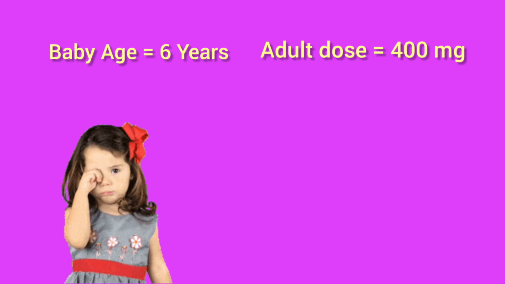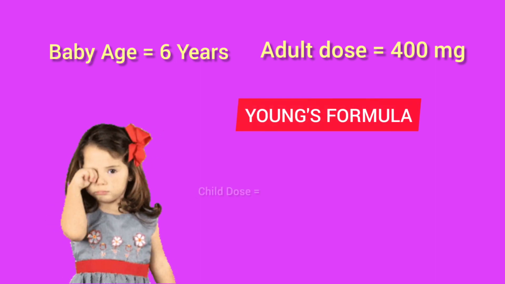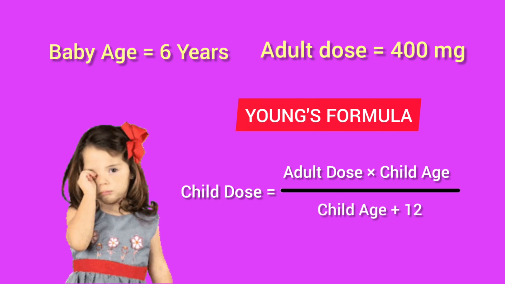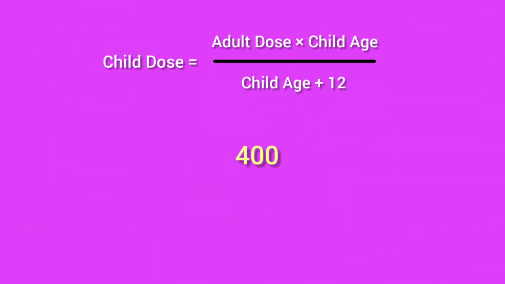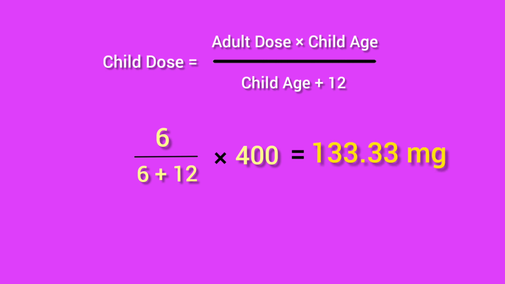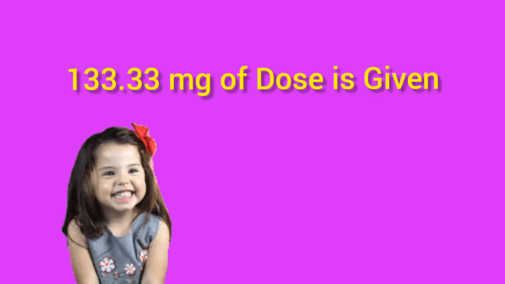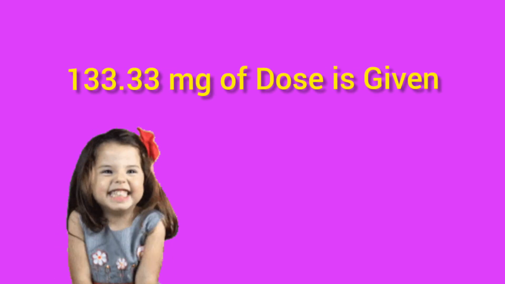Now let's first consider Young's formula. Child dose is equal to adult dose into child age by child age plus 12. Let's substitute the given data in the formula. 400 into 6 by 6 plus 12. So when you calculate the same, you get 133.33 mg. It infers that the 6-year-old baby girl is to be given a dose of 133.33 mg.